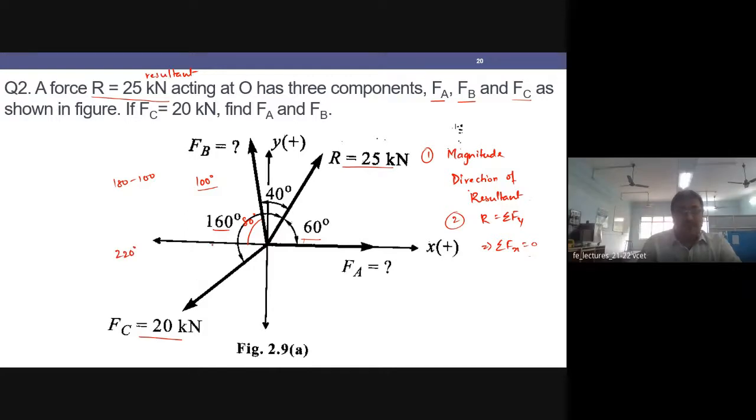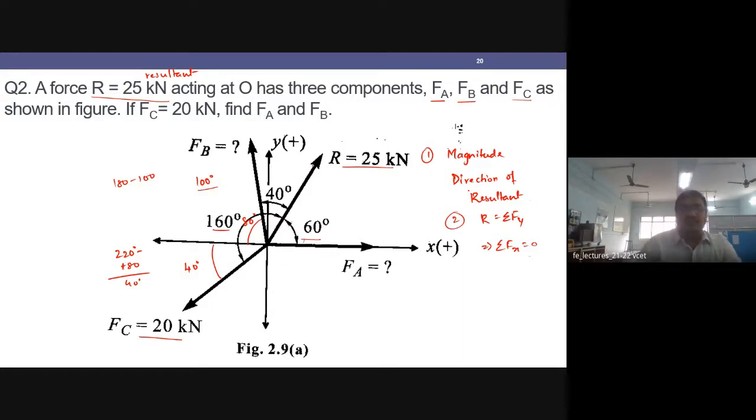220. So what is the angle with respect to the x-axis? With respect to the x-axis, that will be 220 minus 180, which gives 40 degrees. So this particular angle will be 40 degrees. Okay, so now we have seen all the forces.